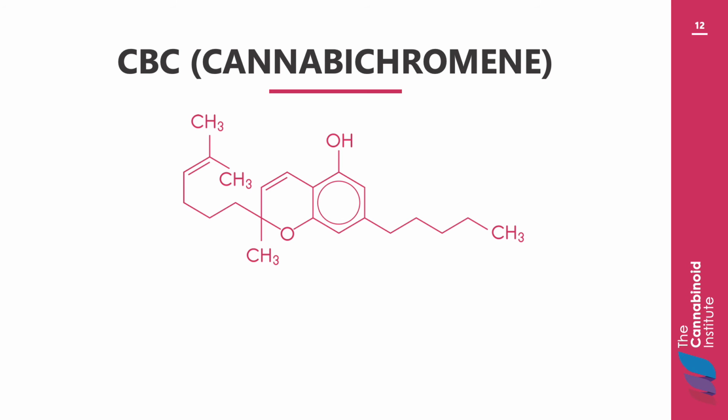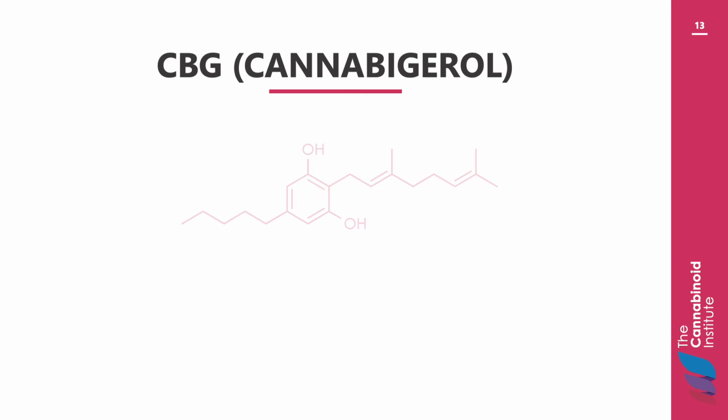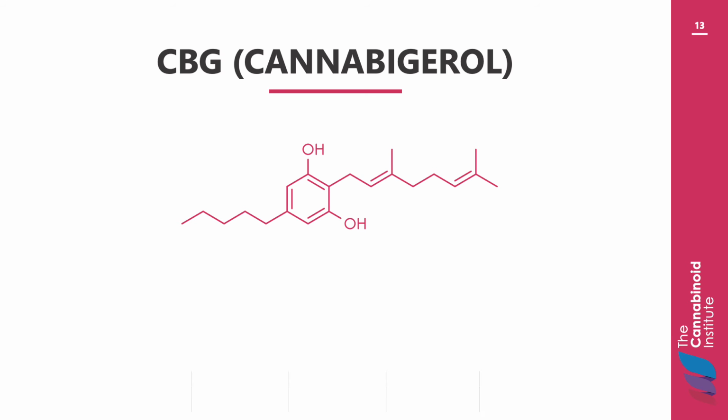CBC, or cannabichromene, is the third most common cannabinoid after THC and CBD. Like CBD, CBC inhibits anandamide uptake and is a potent TRPA1 agonist. CBC also has a potent anti-inflammatory and analgesic effect, although less potent than THC. Like CBD, CBC also reduces the effect of THC intoxication in the body. CBC has also been shown to have some antibiotic and antifungal effect, as well as anti-cancer activity and antidepressant activity in preclinical studies.